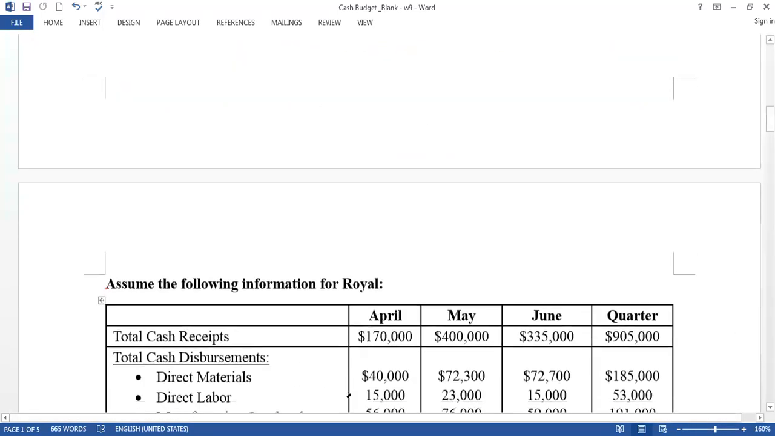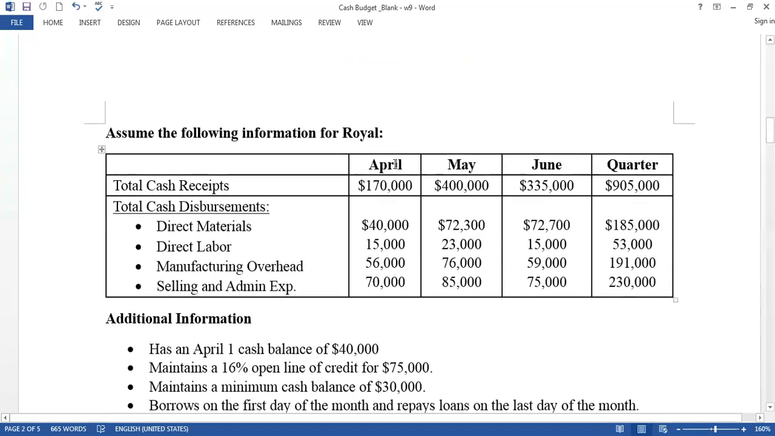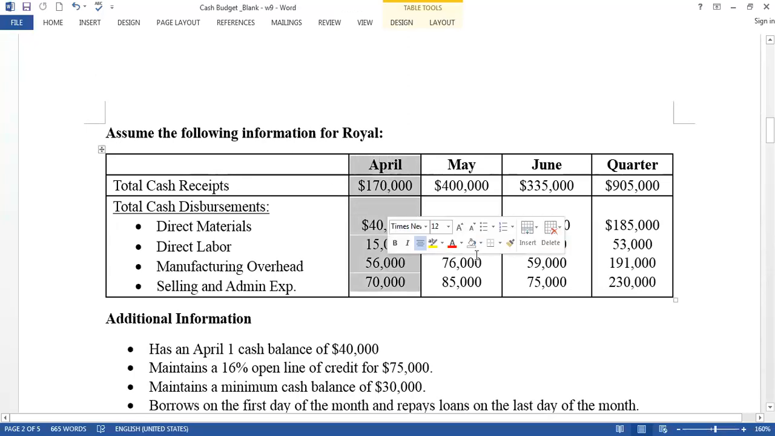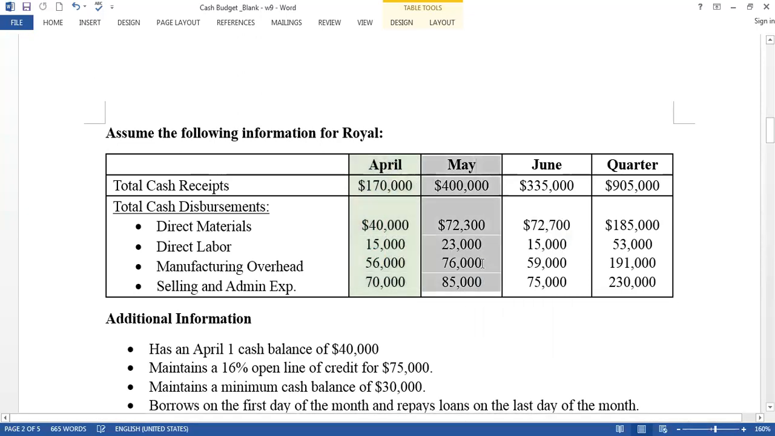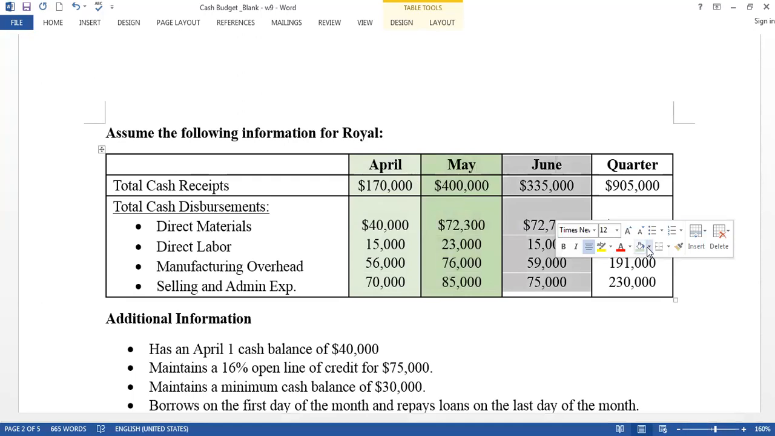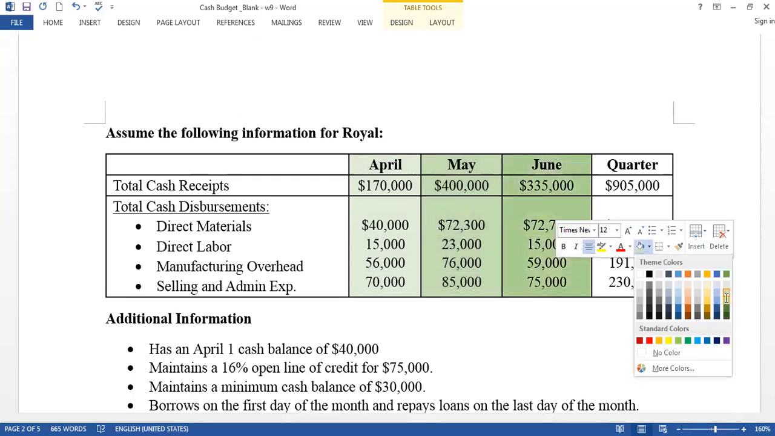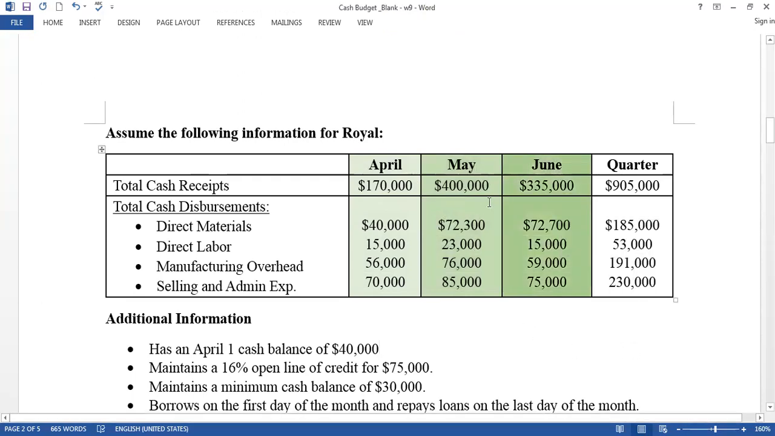Now let's read one question. This is the question. Assume the following information of Royal. So we have 3 months, April, May, and June. So 3 months of information are given.